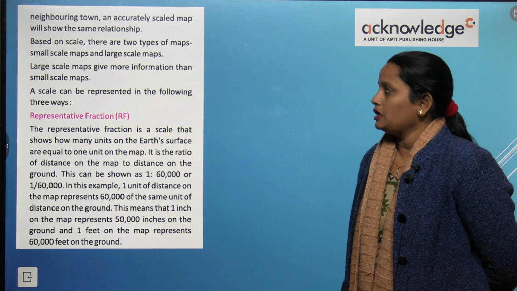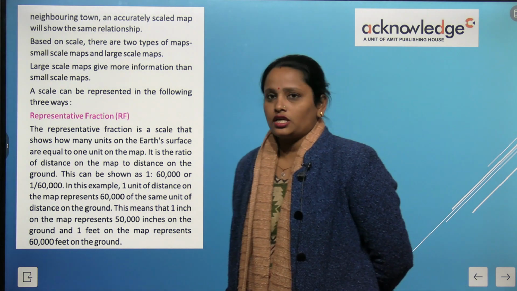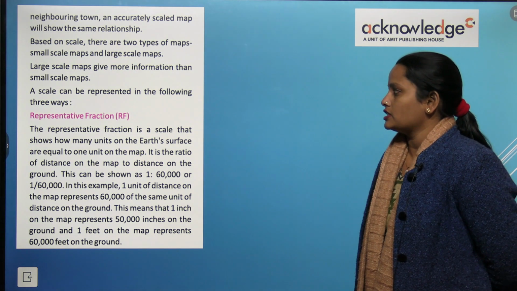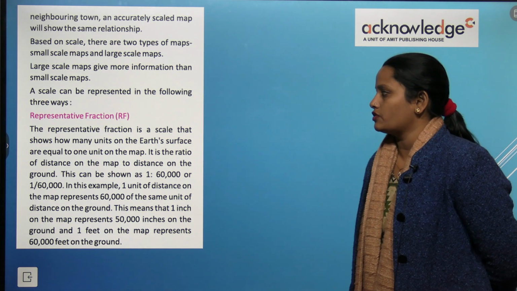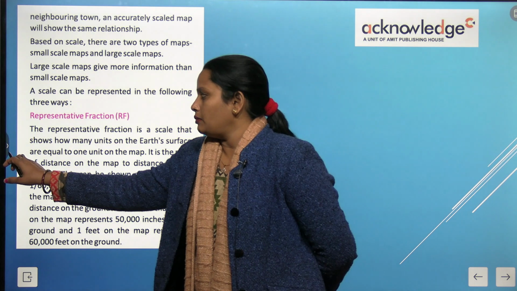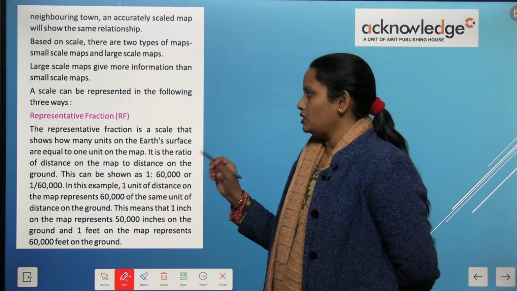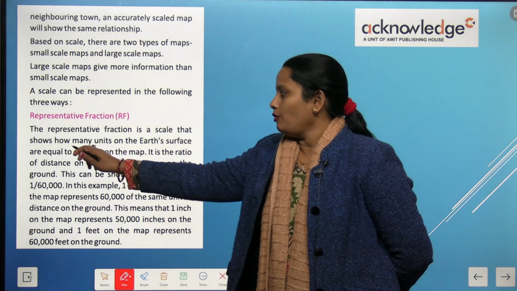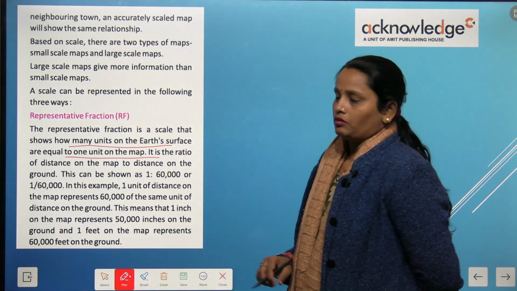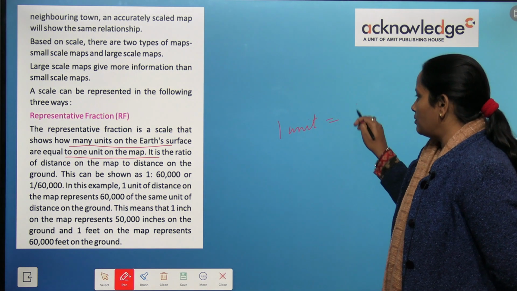And the scale can be represented in 3 ways. Scale को 3 ways में represent किया जाता है. The first is a representative fraction, that is RF. The representative fraction is a scale that shows how many units on the Earth's surface are equal to 1 unit on the map. So ये जो representative fraction है ये बताता है कि Earth पे कितने units हैं जिसे हम scale पे किस amount में show करें. It shows how many units on the earth surface, कितने units earth surface में हैं, equal to 1 unit of the map. मैप का 1 यूनिट कितने अर्थ यूनिट के बराबर है.